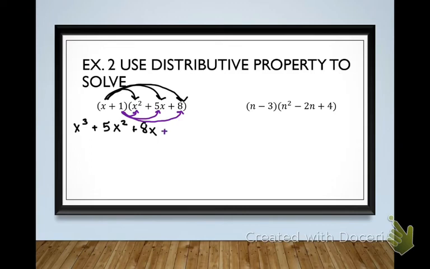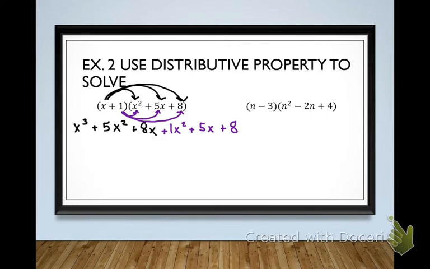1x squared. What is 1 times 5x? Nope. Just 5x. And what is 1 times 8? 8. Not a trick question, guys. 1 times 8 is 8. Is this my final answer? No. What do I need to do now to get my final answer?